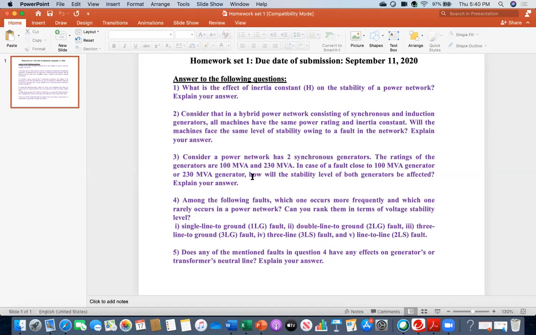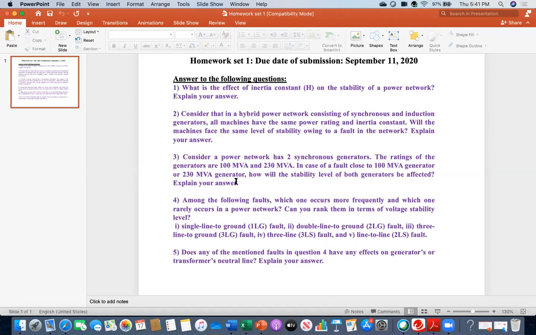So therefore, when the fault happens nearby the 100 MVA generator, definitely because it has less inertia than the other one, system stability will be affected. It might not go fully unstable, but there will be a significant amount of voltage, frequency, speed, and active power fluctuation. Then the other generator will also have some fluctuation, but less as compared to the 100 MVA generator.